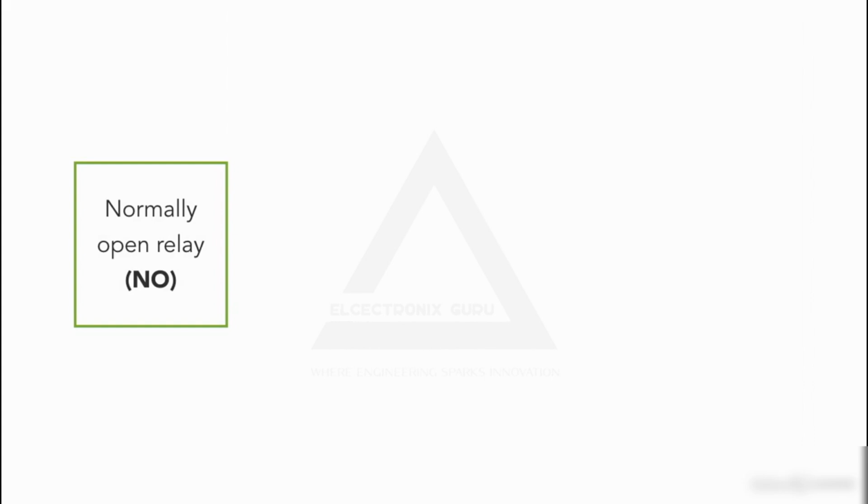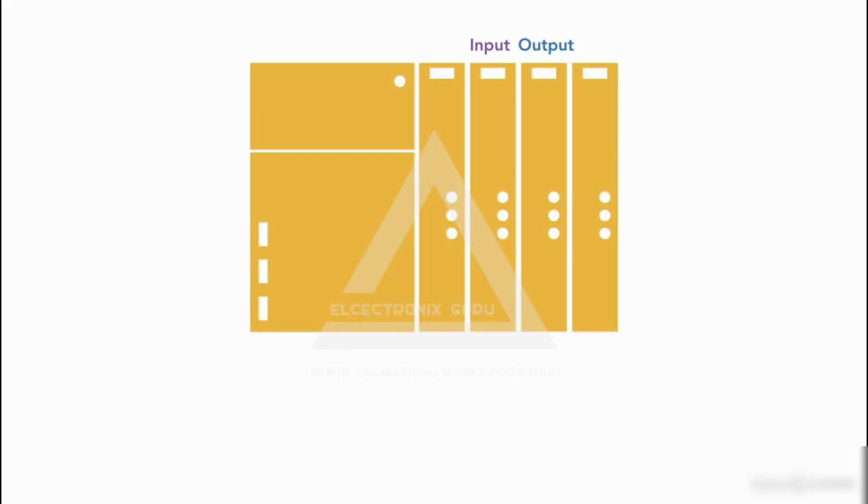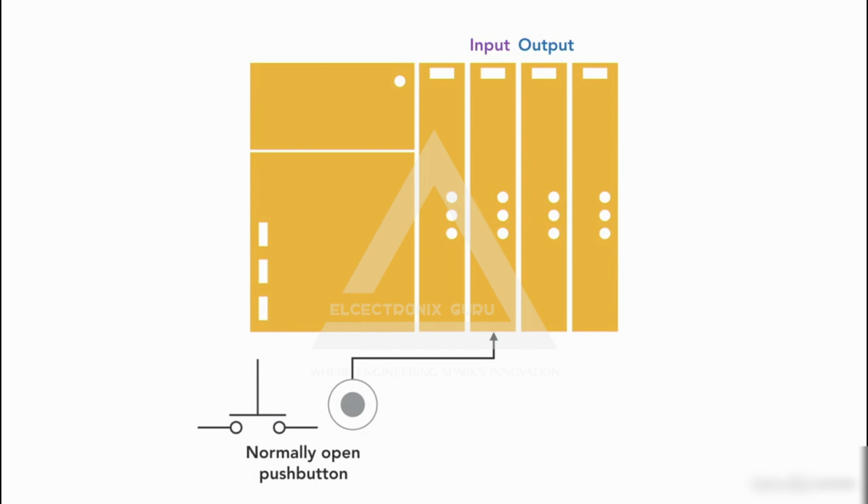So let's see what happens when using a normally open relay and having two different instructions in the PLC, examine if closed, examine if open. Let's assume that we have a push button that is a normally open relay. It's connected to the input module in the PLC and a light connected to the output module in the PLC.